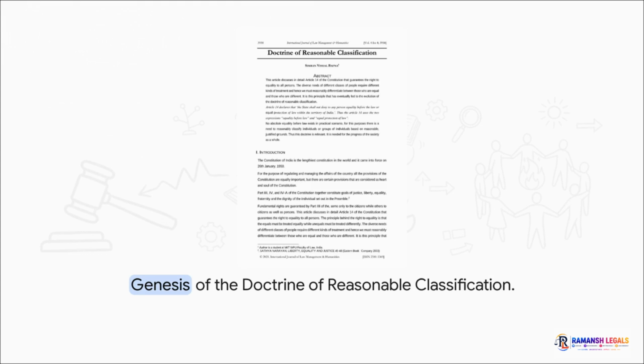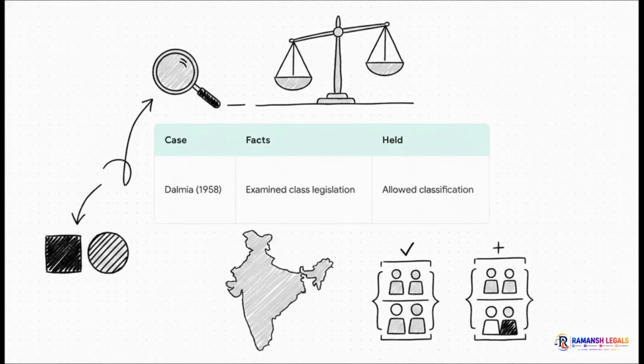rational basis. Which brings us to the 1958 case of Ram Krishna Dalmia versus Justice S.R. Tendolkar. This is a massive one. This case firmly established the jurisprudence of equality. The Supreme Court unequivocally held that while Article 14 forbids class legislation, it absolutely permits reasonable classification for legislation. This judgment gave us the definitive, go-to test to determine if a classification is actually constitutional.